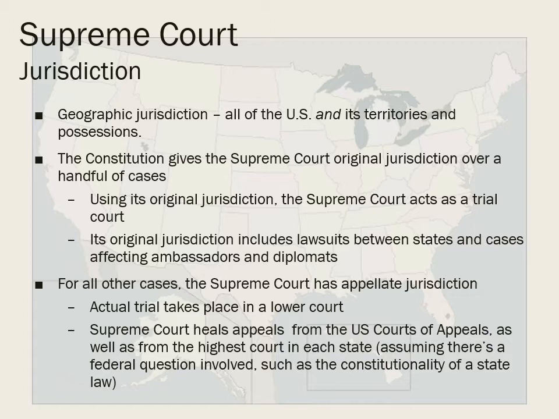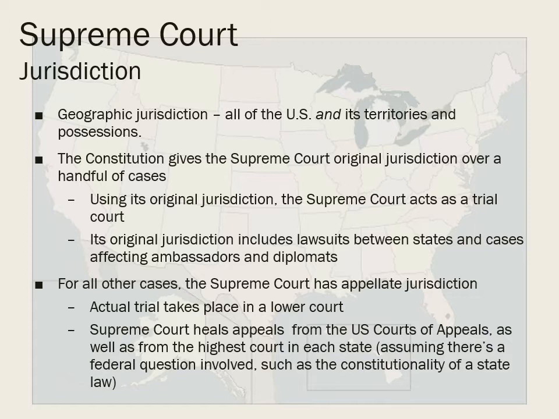The Supreme Court's original jurisdiction, the ability to act as a trial court, that is very limited. It's really for cases between the states. So, Colorado sues Maryland. That can be filed directly with the Supreme Court. It is also for cases that affect ambassadors and diplomats. For all other cases, the Supreme Court has appellate jurisdiction. So the actual trial takes place in a lower court, usually a district court, gets appealed to a court of appeals, and then gets further appealed to the Supreme Court.